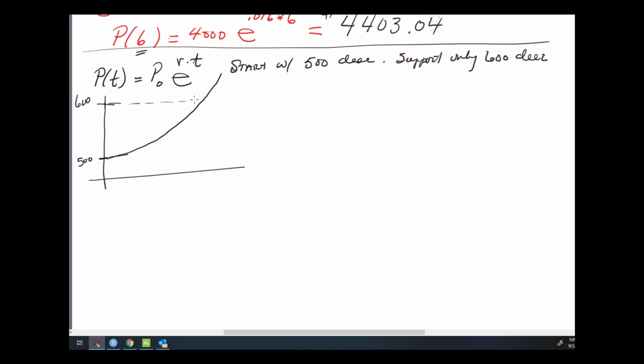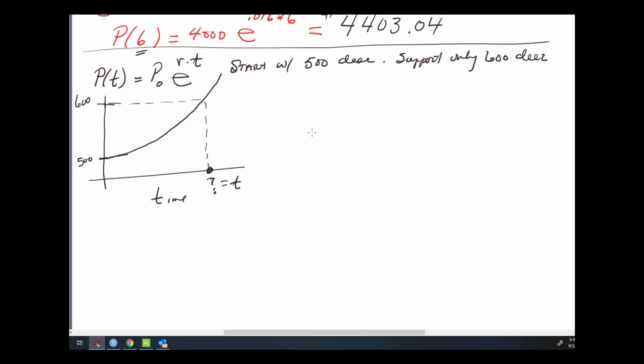And the question I'm asking you right now is, where in time, this is my time axis, where in time is this going to be? I need to know, because if it's going to be next year, I better get on the stick. If it's 10 years out, I've got some time to examine my alternatives. But I need to know what value of t is going to give me a population of 600. When is that population going to reach 600?